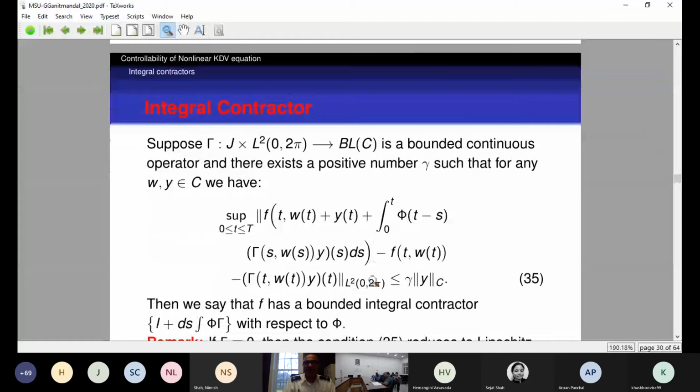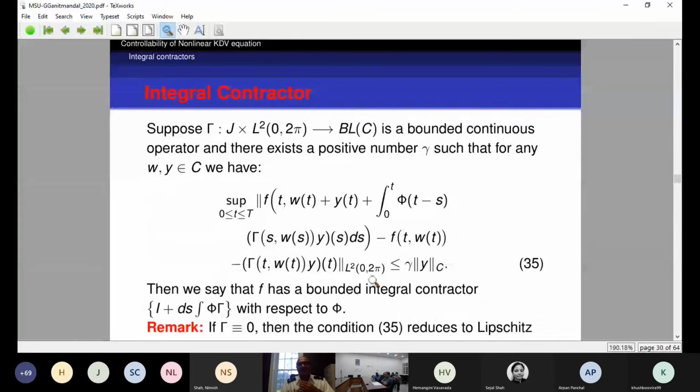So this is what I mean by the integral contractor. Suppose operator Gamma from J cross L2 to bounded continuous operators on C, and there exists a positive constant gamma such that the supremum of the norm of this operator is less than or equal to gamma times the norm of y in C. Then we say that F has a bounded integral contractor Gamma with respect to our semigroup or group phi.